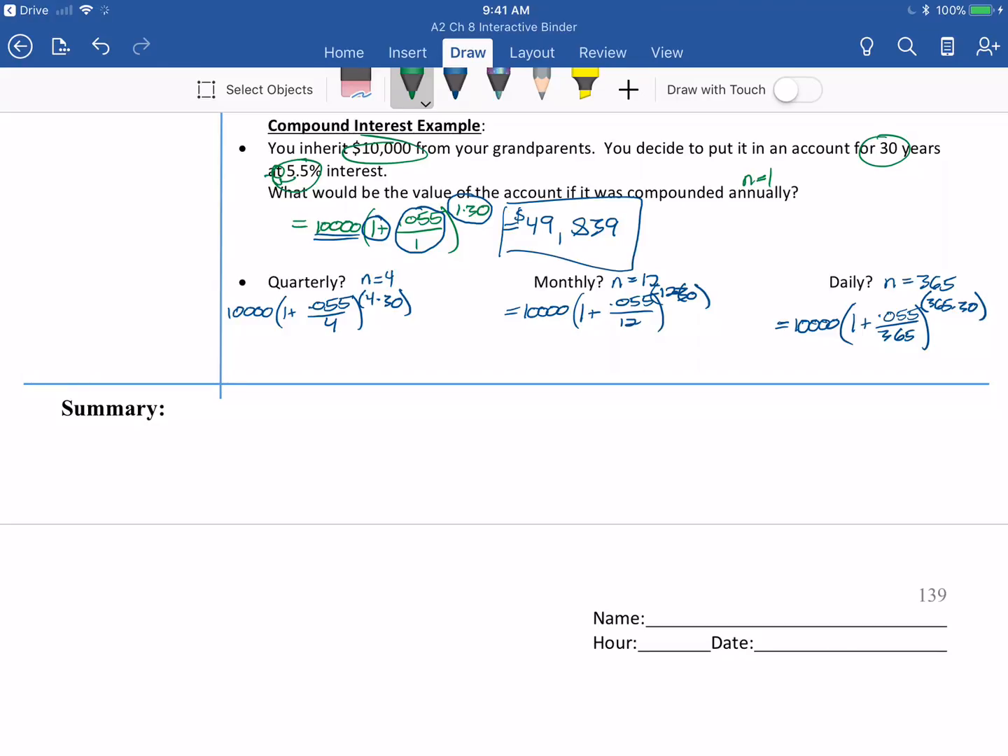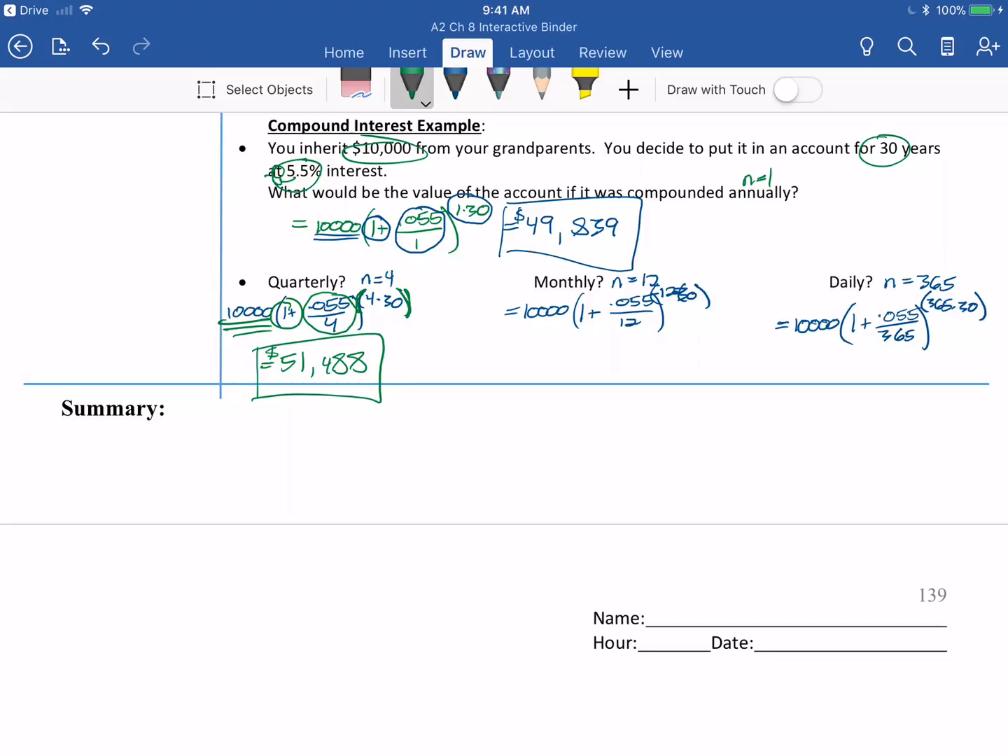In your calculator, I would do this step by step. I would go 0.055 divided by 4, hit equals. Go plus 1, hit equals. Now you have to raise it to the, make sure you have parentheses, 4 times 30. So make sure you raise it to the 120th power. And then you multiply by that 10,000, and you should get, let me make sure I got this right, $51,488 and some odd cents. I just rounded it to that 88.